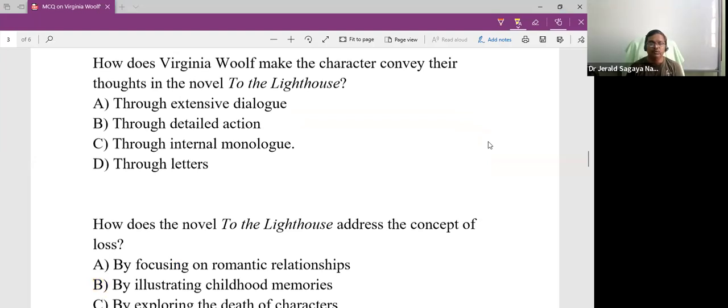Next one, how does Virginia Woolf make the character convey their thoughts in the novel To the Lighthouse? In most places in the novel, you will find characters indulge in internal monologue, which is a precursor to stream of consciousness narrative technique. So most of the time, the characters let their feelings and emotions be known through internal monologue, where the dialogues are very, very sparse.